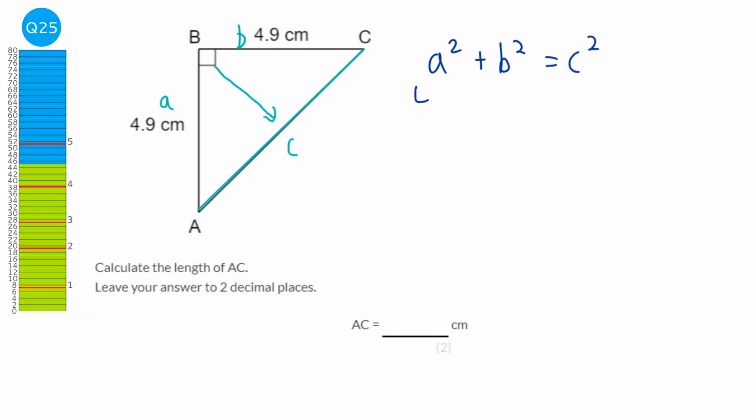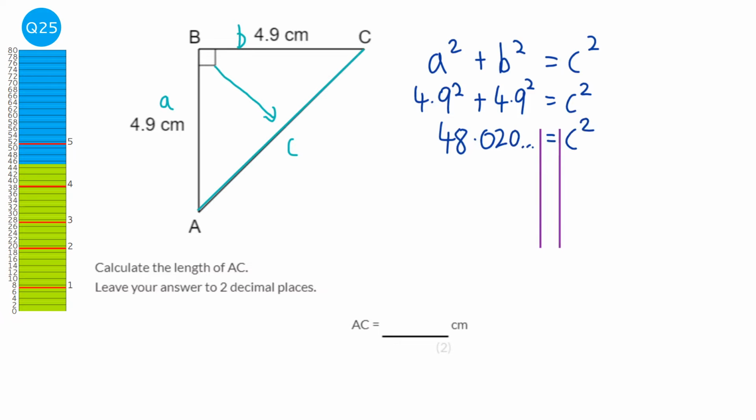Both a and b here are 4.9, so it'd be 4.9 squared plus 4.9 squared equals c squared. So we're going to add the 4.9 squareds together, and that will give us 48.020 and so on. And here we're going to do a bit of solving. So we're going to square root both sides to find out what c is. So the square root of 48.020 is 6.929 and so on. Rounded to 2 decimal places, this will be 6.93.